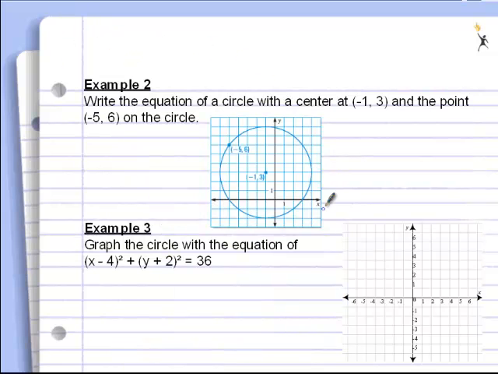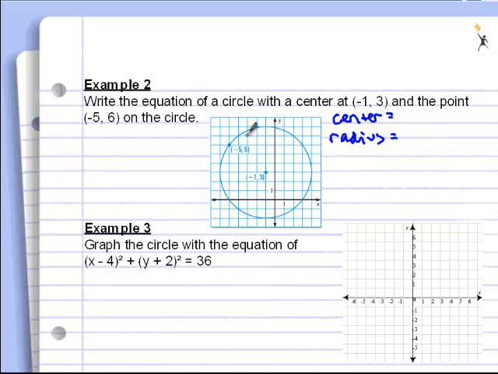They give me another problem identical to what I just had, except they move the center off of the origin, and then they actually do something different. They actually give me a point on the circle, and I'll explain why here in a second. But again, if they want me to write an equation, I need some information. I need the center, and I need the radius.